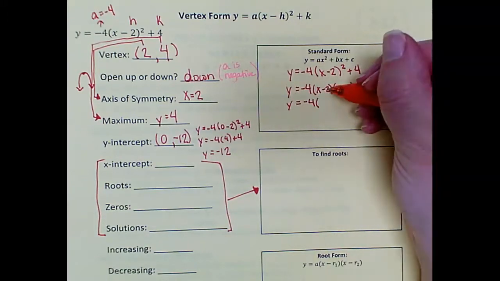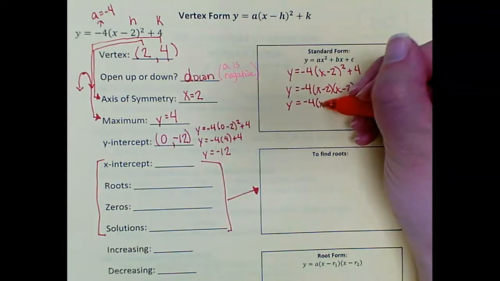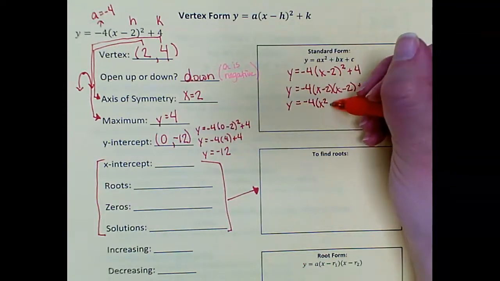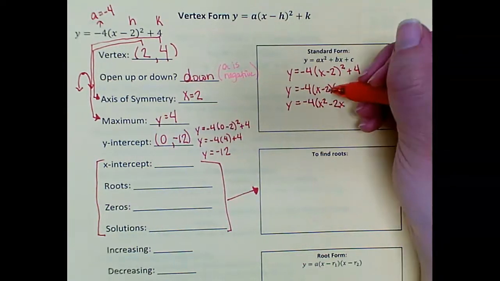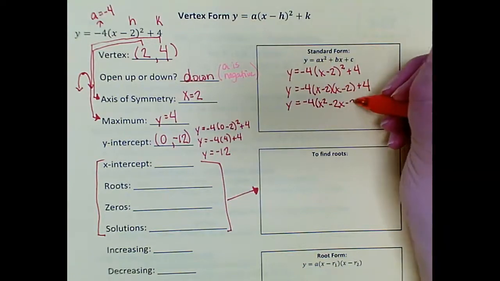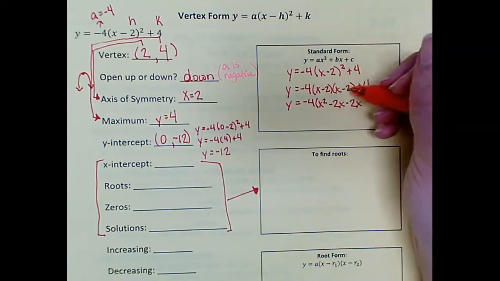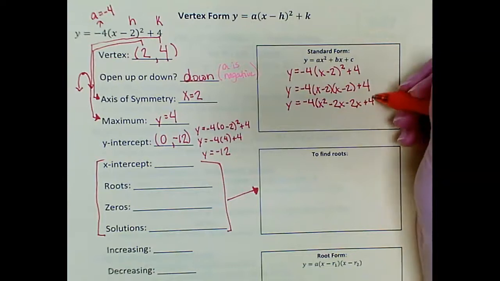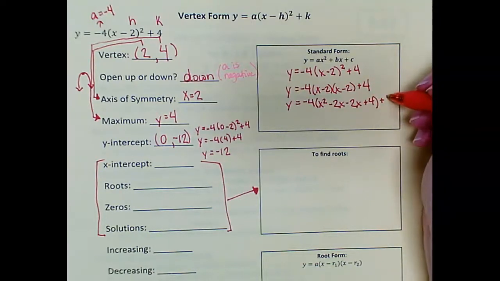If I do FOIL here, x times x is x squared. X times negative 2 is negative 2x. Negative 2 times x is another negative 2x. And negative 2 times negative 2 is plus 4. And then I also have that plus 4 on the end.